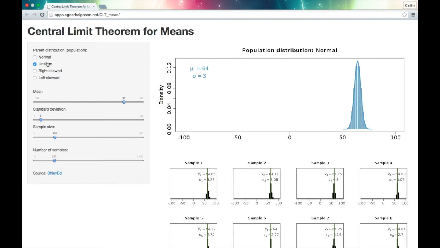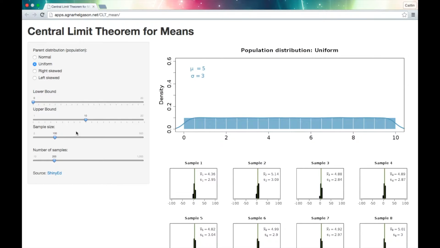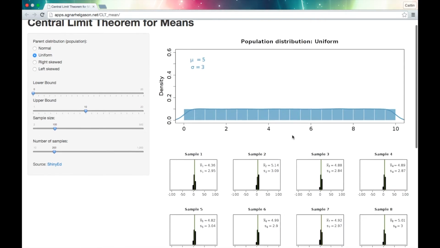So let's do an example by looking at a uniform distribution. Let's say that we have a uniform distribution with a lower bound of 0 and an upper bound of 10. And we're going to do the same exercise where we sample 100 individuals from this uniform distribution, and we're going to take 200 different samples from that distribution. So the mean of the uniform distribution is 5, and its standard deviation ends up being 3 also.